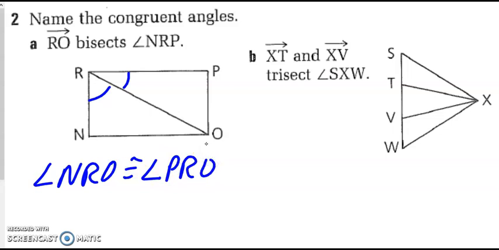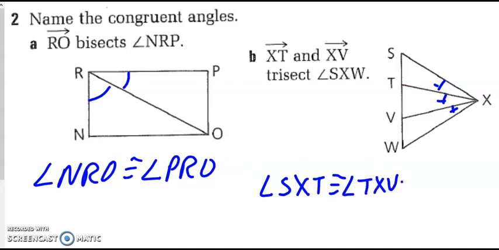Moving over to B. Here we have ray XT and ray XV trisect angle SXW. So this larger angle, and again, that's the only thing we know. So these three angles would then be congruent. So I would have angle SXT congruent to angle TXV is congruent to angle VXW.